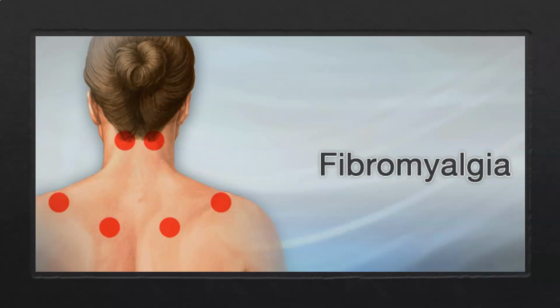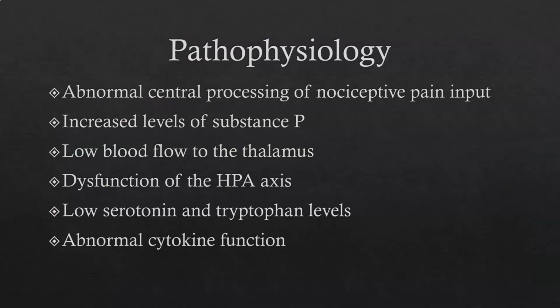40 to 75 years. It is a chronic central pain syndrome marked by widespread non-articular musculoskeletal pain and fatigue with multiple tender points. The pathophysiology of fibromyalgia involves abnormal central processing of nociceptive pain input due to various factors including increased levels of substance P in the spinal fluid, low blood flow to the thalamus, dysfunction of the hypothalamic pituitary adrenal axis, low serotonin and tryptophan levels, and abnormal cytokine function.